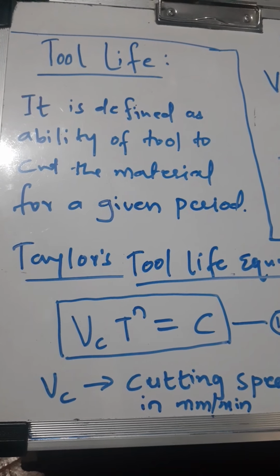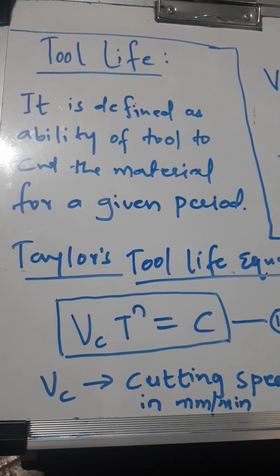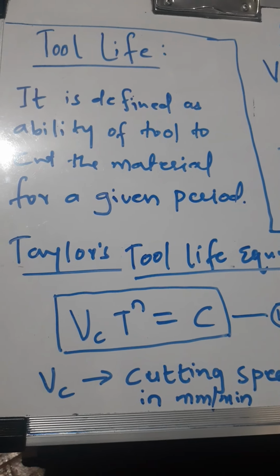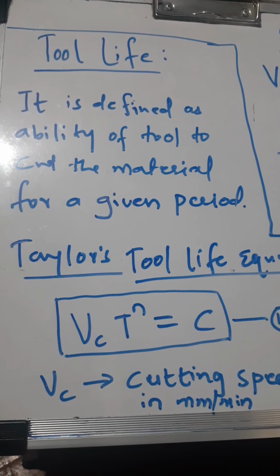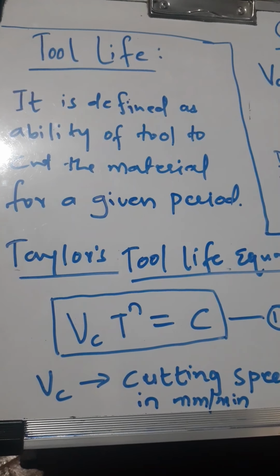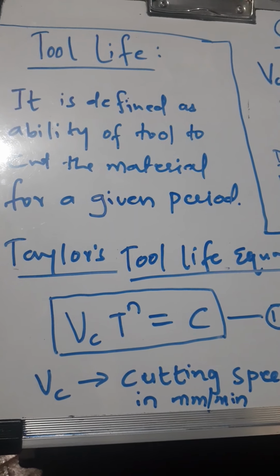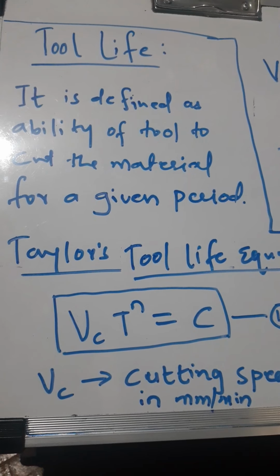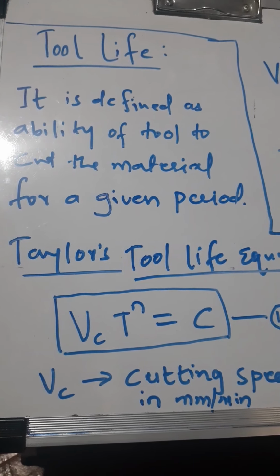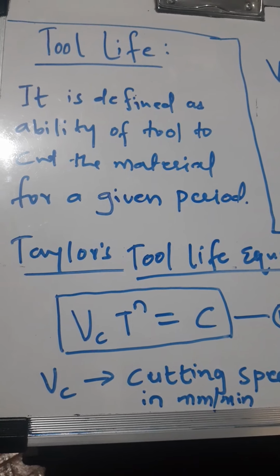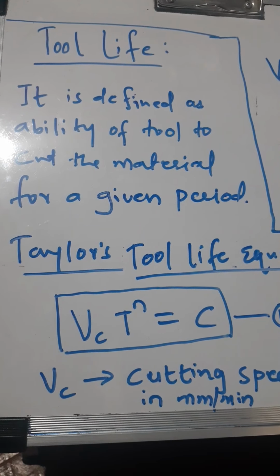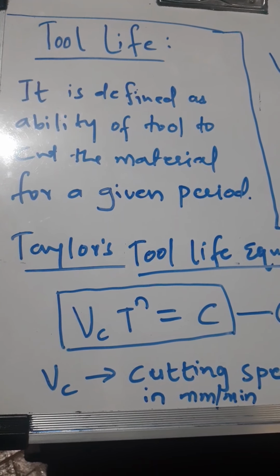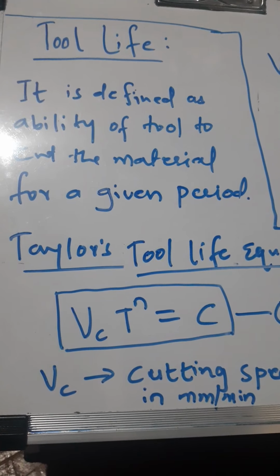One more example you can take in your daily life, in your household work, especially in the kitchen, we are using a knife as a cutting tool. The knife will cut all the types of vegetables we use in our kitchen efficiently for a fixed period or a fixed duration. After that it will lose its sharpness, it will become dull, and it may not work as efficiently as it was working earlier.